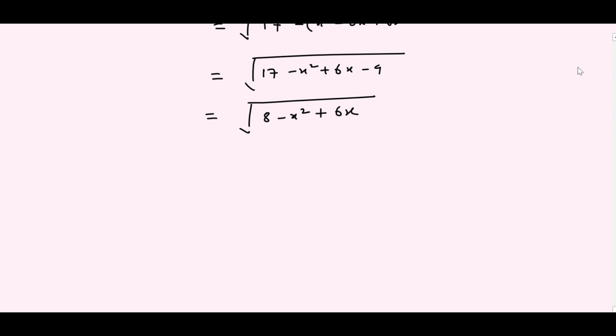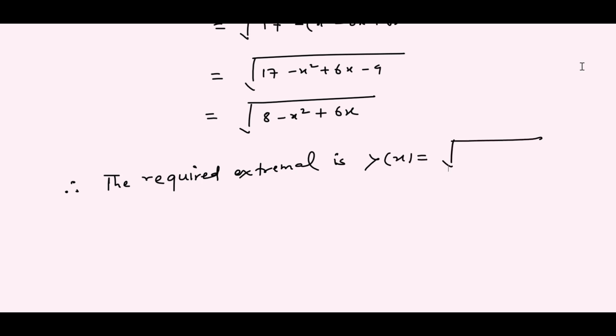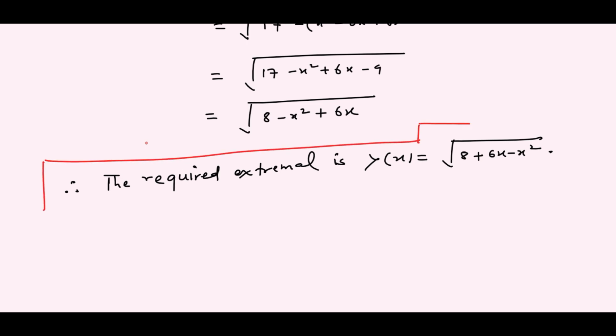So therefore the required extremal is, that is y of x is equal to square root of, we can write in the standard form, that is 8 plus 6x minus x square, and this is our required final answer.